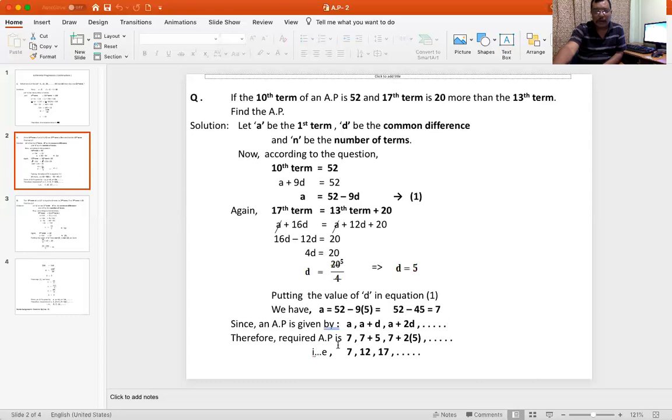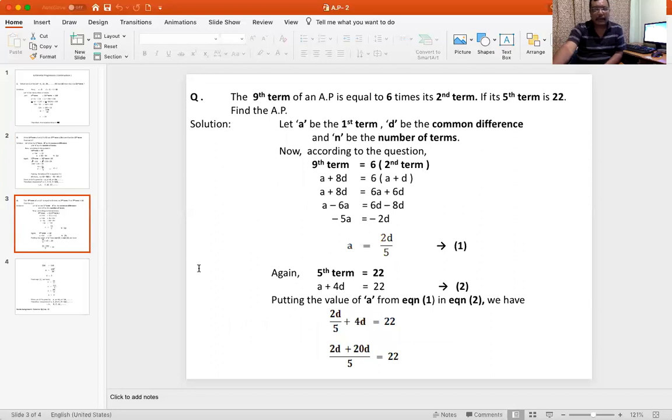So therefore our required AP will be A, since our A is 7, we put here 7, comma, again A is 7 plus D is 5, so we have here 7 plus 5. Again, the third term will be A, that is 7 plus 2 into D, means 2 into 5, and so on. So our required AP here will be 7, comma, 7 plus 5 is 12, comma, and 7 plus 2 into 5 is 17, comma, and so on.